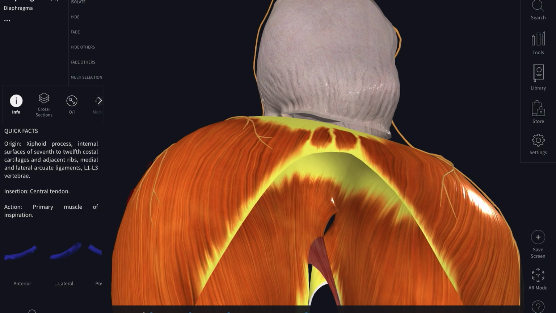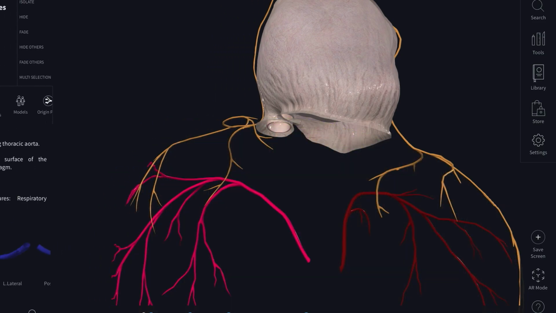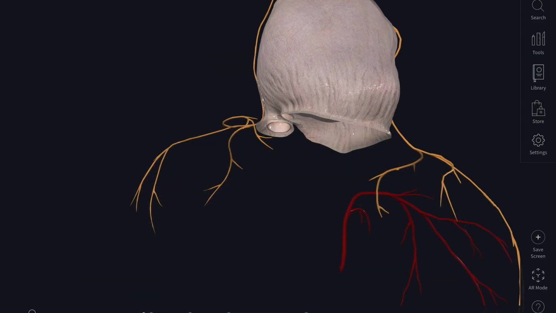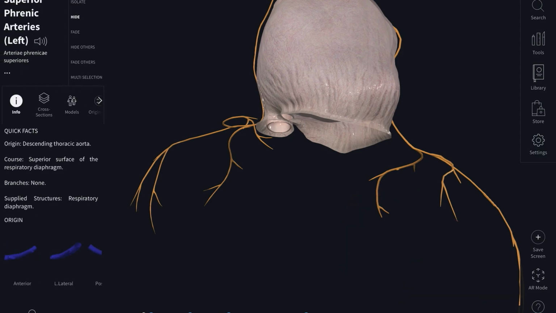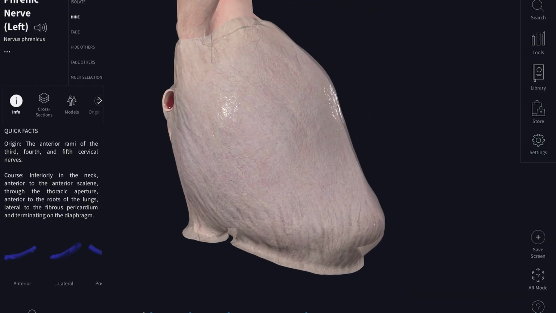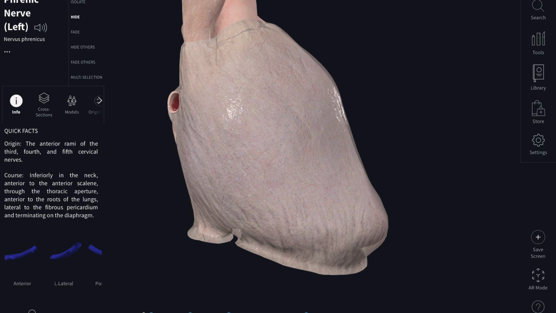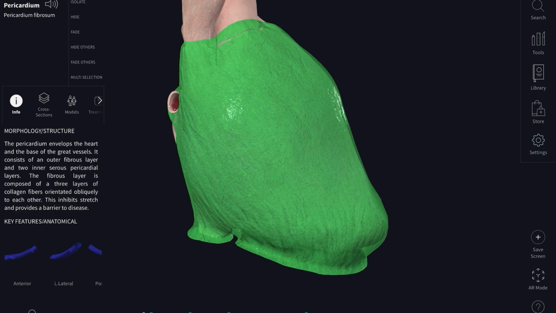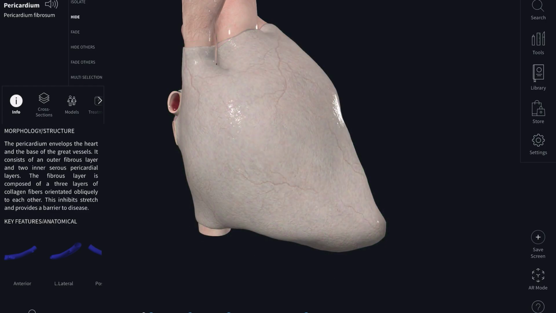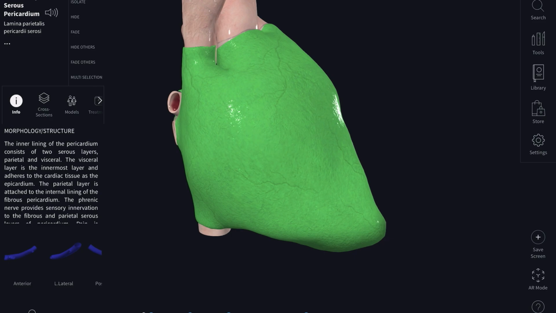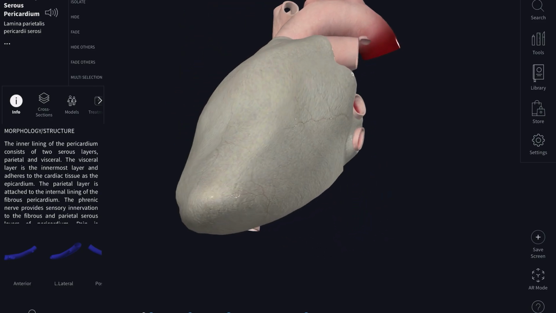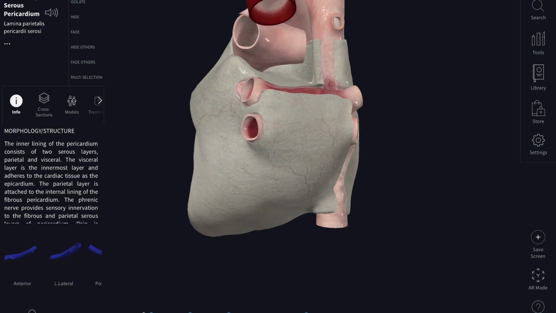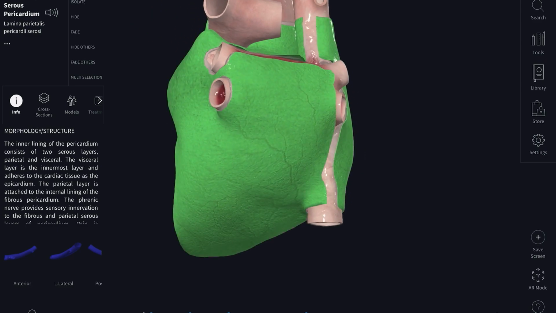So let's get rid of the diaphragm and let's get rid of all of these arteries and nerves. All right, so on top of the heart, we have the pericardium. This is going to be the fibrous pericardium. And if you remember the layers of the heart, this is going to be the outside layer. And then underneath it, we're going to run into the parietal layer of the serous pericardium, which encases the heart. And as you can see, it's surrounding all of it.